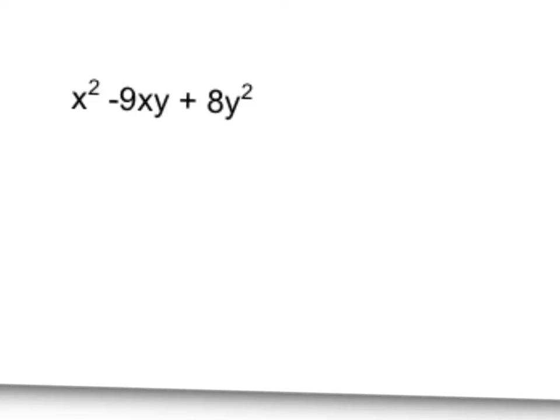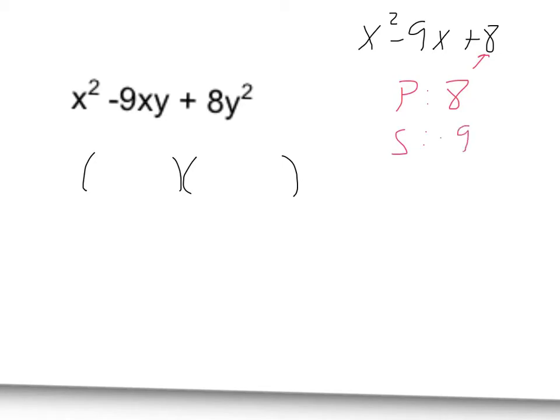Section 3, Video 4. This trinomial has two variables, which makes it look much more interesting. However, the good news is it is not more difficult. Let's ignore the y's for a second and just look at it as if it said x squared minus 9x plus 8. We're looking for two numbers that have a product of 8 and a sum of negative 9.